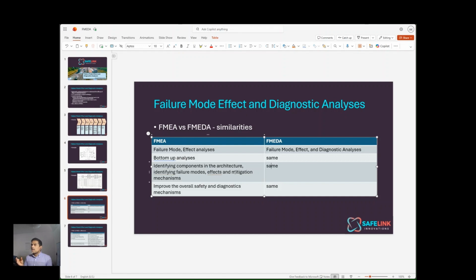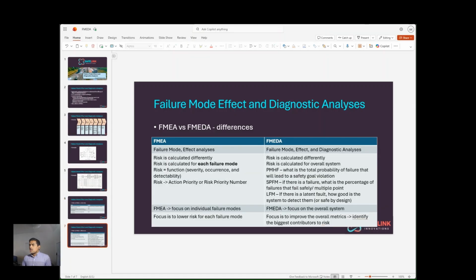The way this is done in FMEDA is a little different from FMEA. But the overall idea is that we want to improve the overall safety of the product and the overall diagnostic mechanisms that we have for failure modes. Now, how it gets different is in the way you can say the risk is calculated in FMEA versus FMEDA.